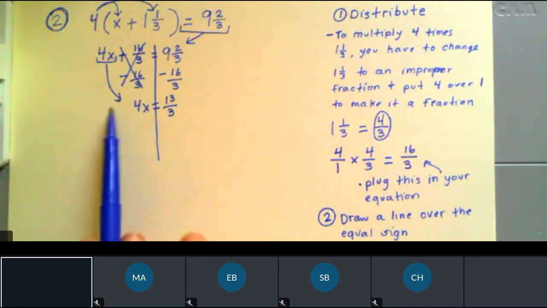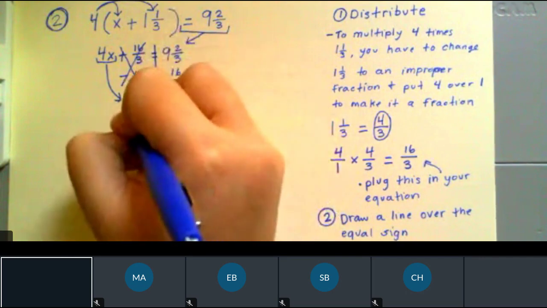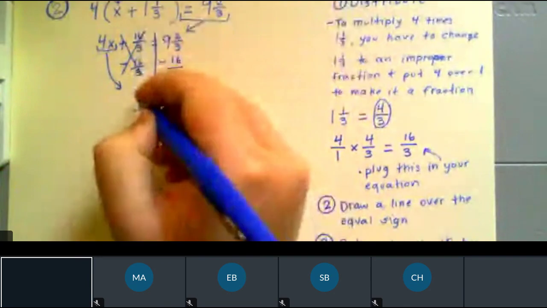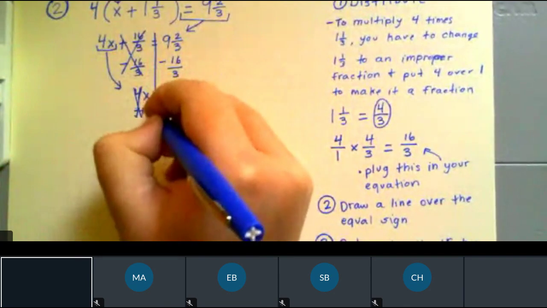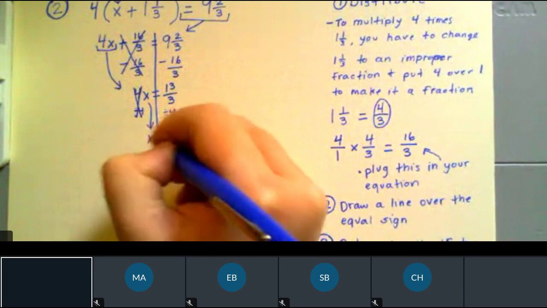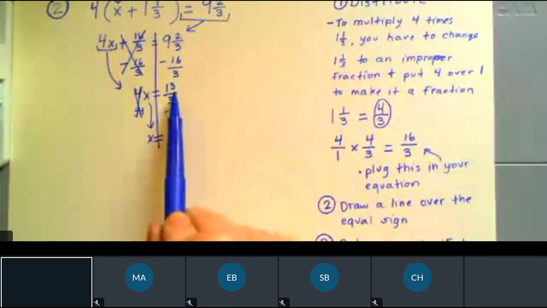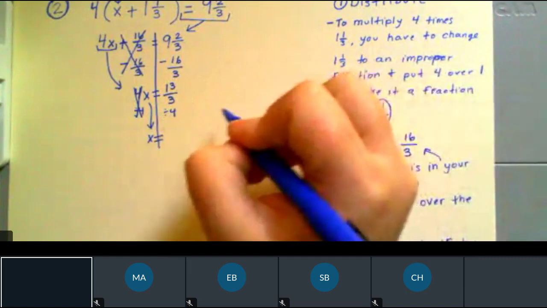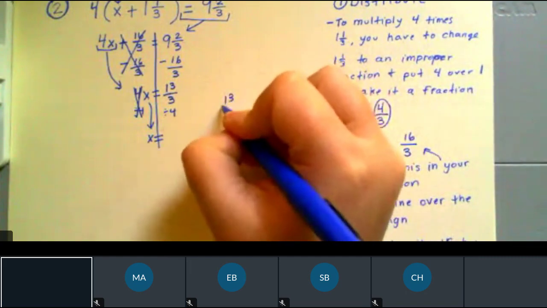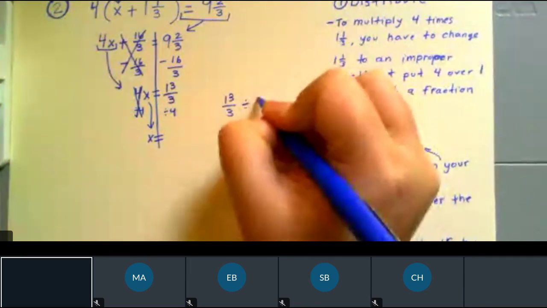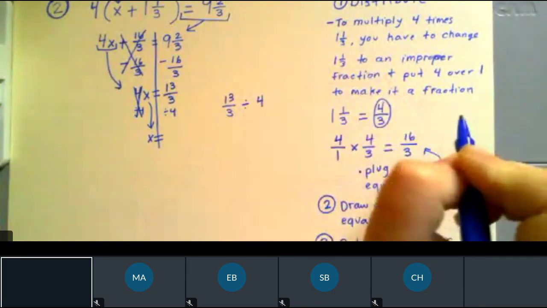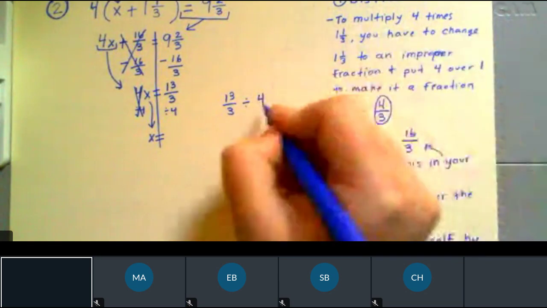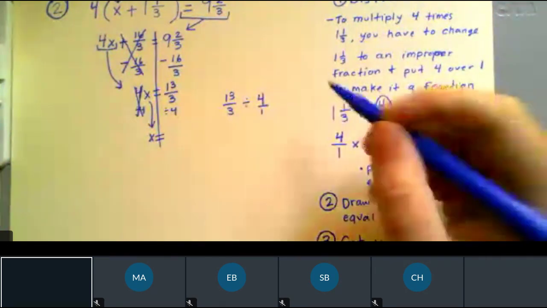So to undo multiplication, we divide. So divide by 4 on both sides. The left side, it cancels itself out, and we bring x down. But now we have 13 over 3 divided by 4. Let's write that and see what that looks like. 13 over 3 divided by 4. How can we change this? Well, first, let's put this 4 over a 1 to make it a fraction, right?